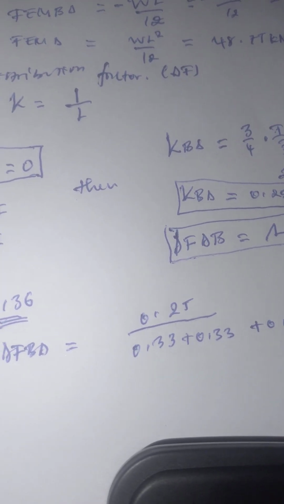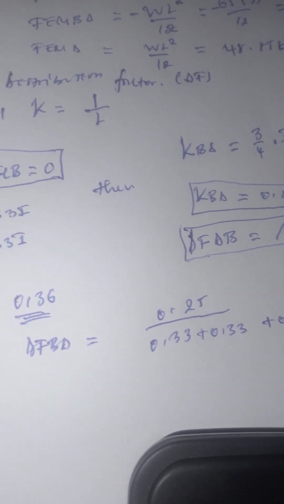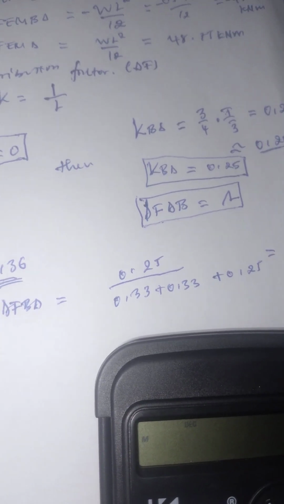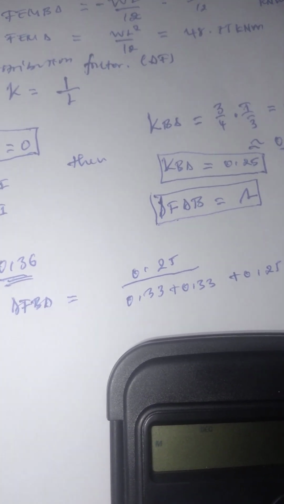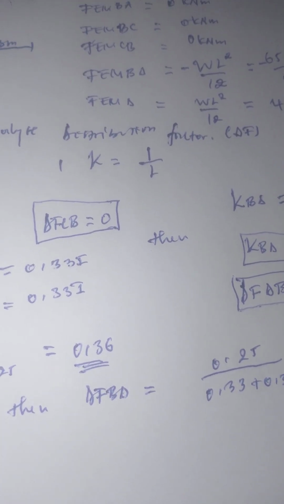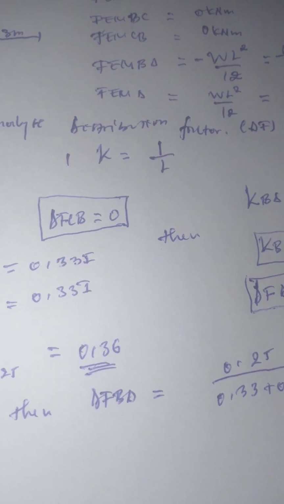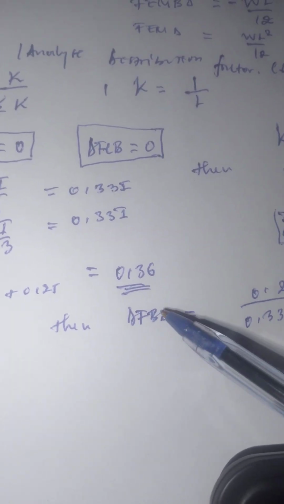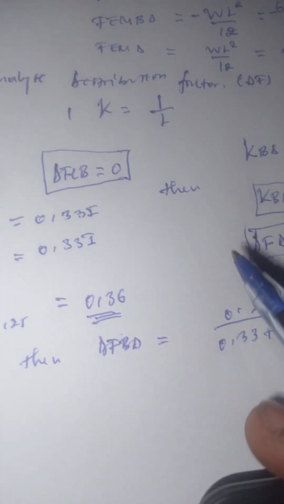We have seen 0.25 over 0.91, we have 0.27 as a distribution factor of BD.